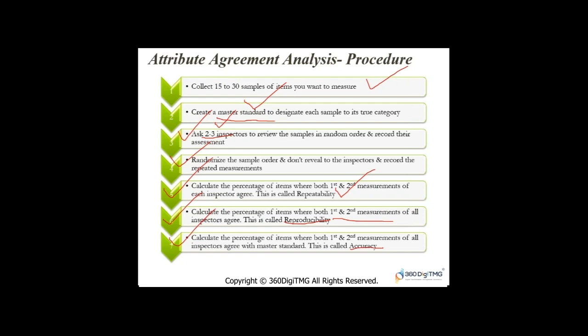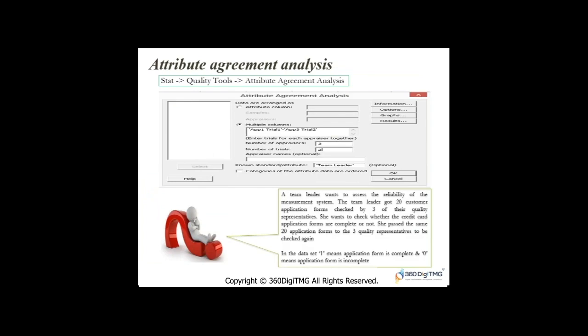If these 7 points are sounding alien to you, then now is the time to do an exercise on this. All right. And this is the navigation on Minitab. You need to go to Start, Quality Tools, Attribute Agreement Analysis. Right. This is a screenshot of what has to be filled where. All right. Let us read this case study and understand the case study first.